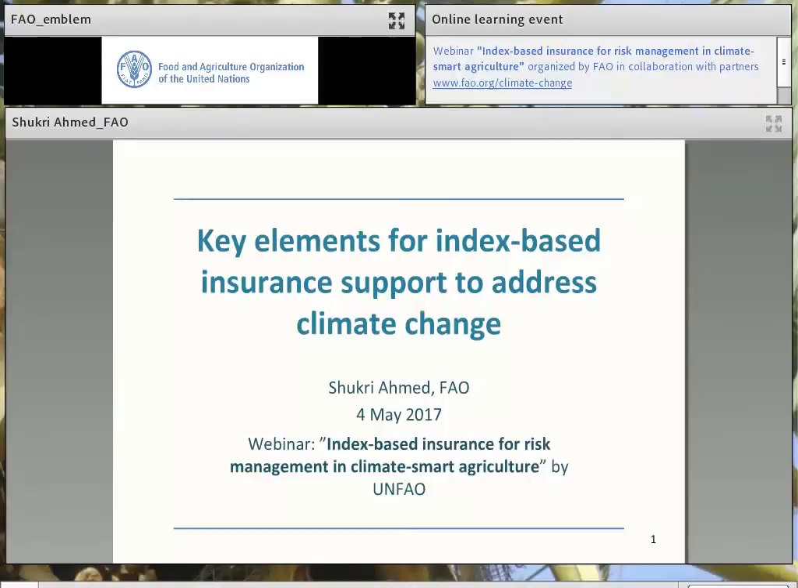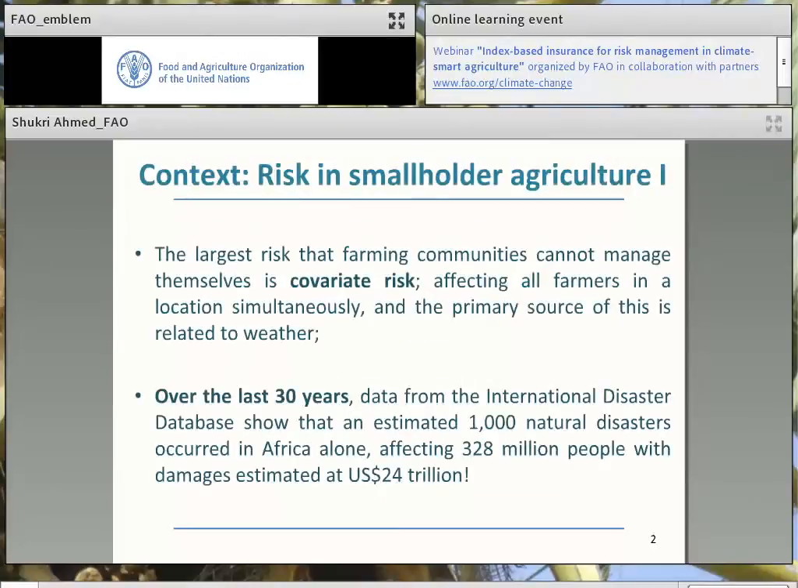Today I will be talking about index-based insurance, the experiences we have, and some of the theoretical appeal, but also some of the experimental and actual application challenges and issues. I will start by talking a little bit about the risk in smallholder agriculture specifically.